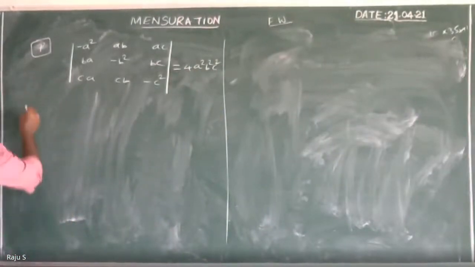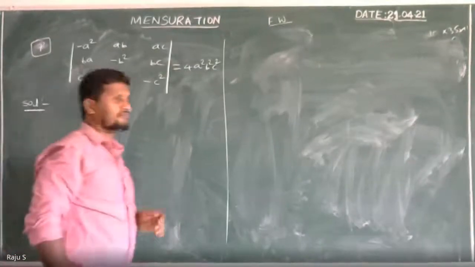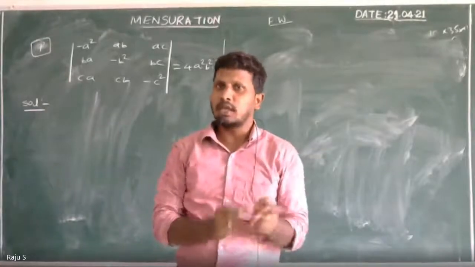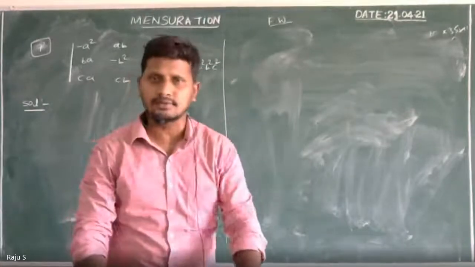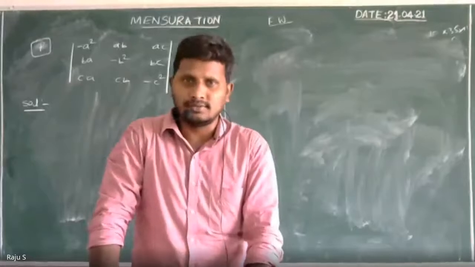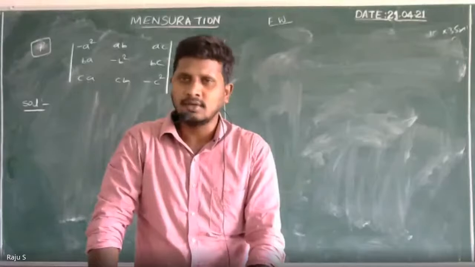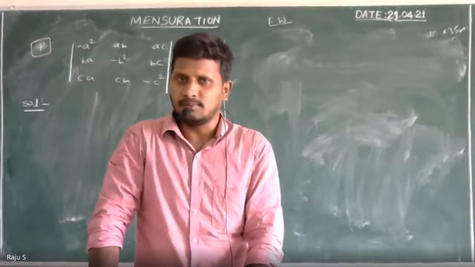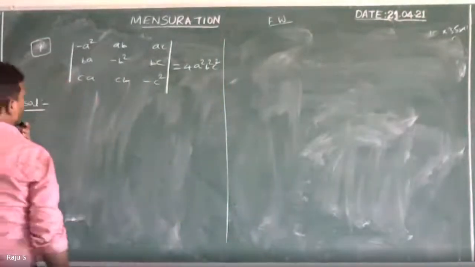It is very easy, right? So what will you do? Can you expand directly? If you expand directly also, you'll get the answer. But instead of that, you have to use the properties. First, we have to apply the properties, then at last we can expand the given determinant. Don't expand directly. So what is the property we can use?